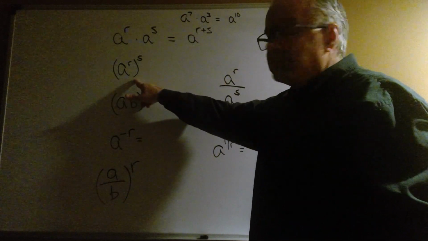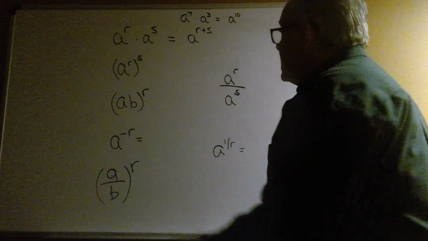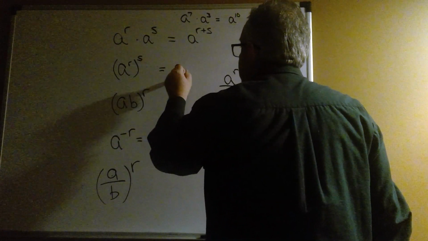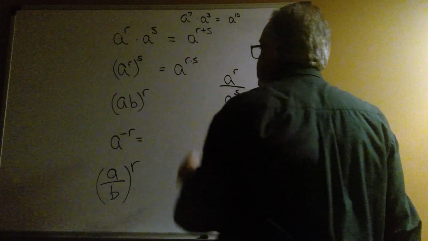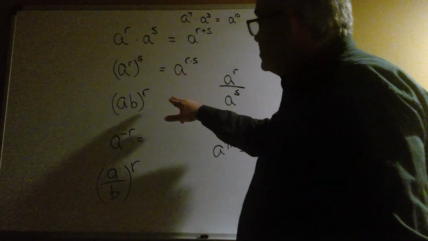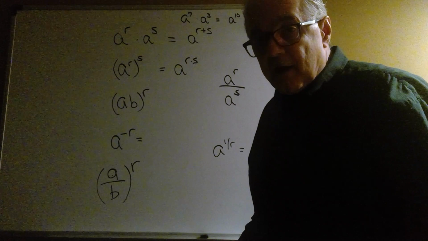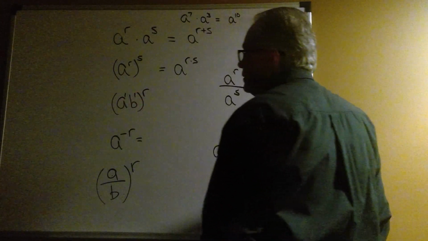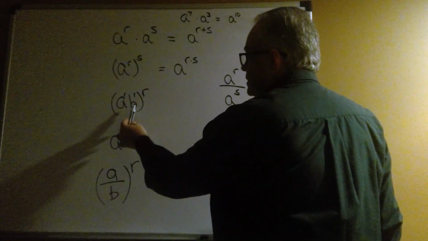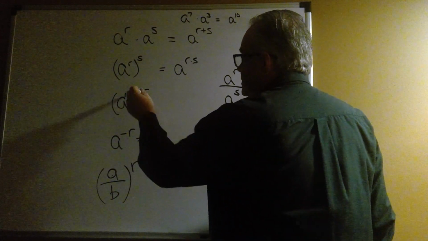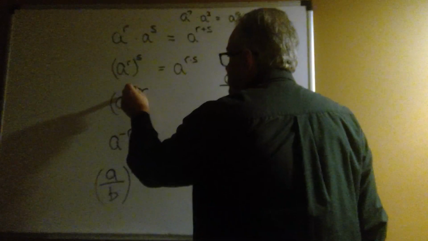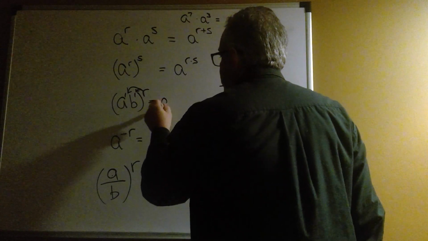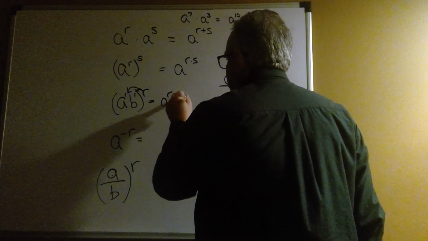Okay, this is the power rule, a to the r raised to the s, so I can multiply the r times s, and this would give me a to the r times s, whatever those two numbers may be. ab raised to the r power, I could distribute. There's really a 1 here and a 1 here for the exponents in the parentheses, so I can distribute that r to each of the 1's in this case. That's what my exponents are, and this would become a to the r, b to the r.